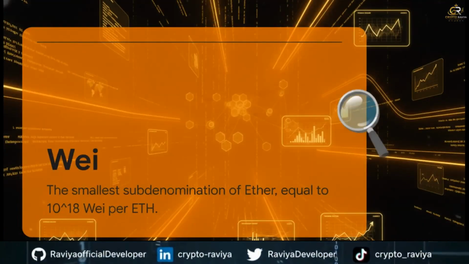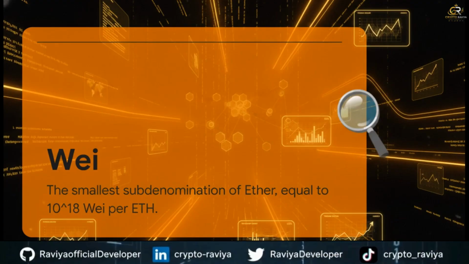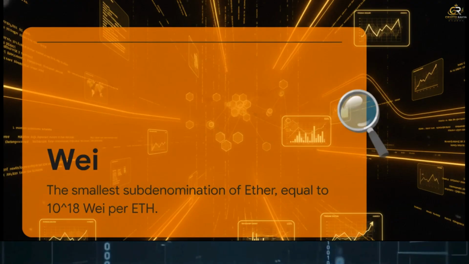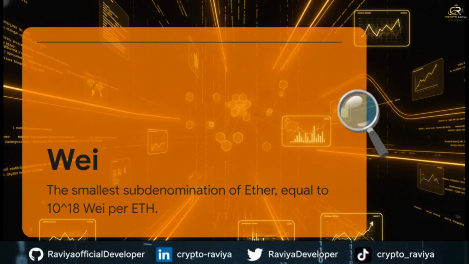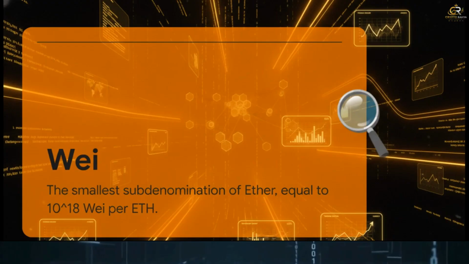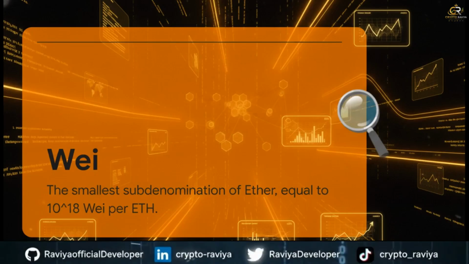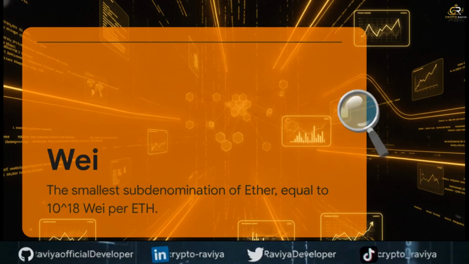Because these gas costs correlate to tiny, granular computational steps, they're paid in Wei. Wei is the absolute smallest foundational unit of the Ether cryptocurrency. To put that microscopic size into perspective, 1 Ether is equal to 10 to the 18th power Wei. That's a 1 followed by 18 zeros. This scale allows for incredibly precise pricing of computing power on the network.